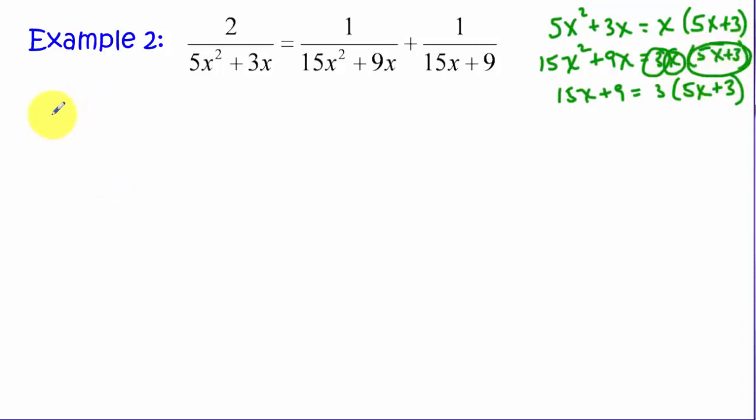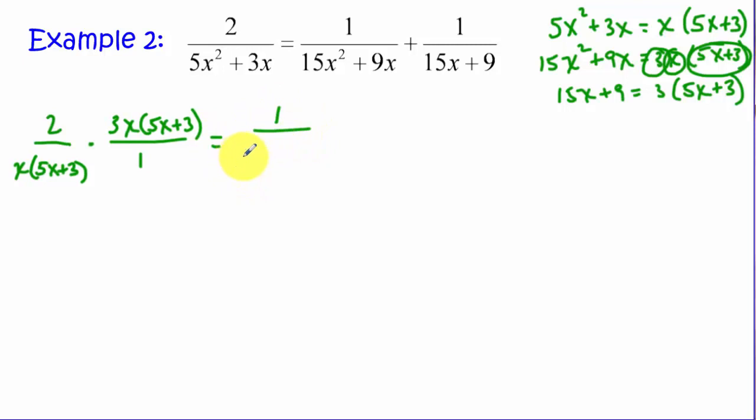So when I rewrite the problem, I'm going to write the denominators in the factored form that we had for each denominator. Makes it easier when we go to cancel things. And remember, we're multiplying by the least common denominator over 1. This was 3x times 5x plus 3. Oops, not 3x squared, it was 3x, my bad.